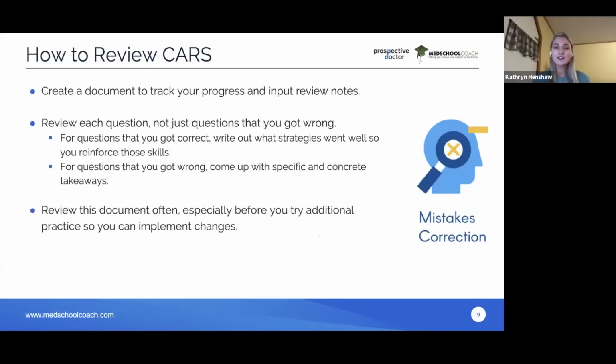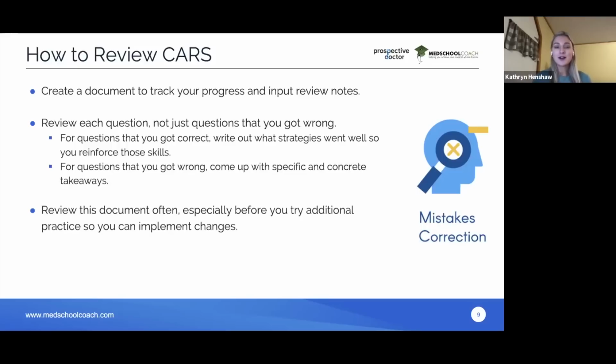So I encourage students to create some sort of document to track their progress with the CARS section and input any review notes from their practice. What this means is that students should be reviewing every question that they've done for CARS, even the questions you got right. So for questions that you got right, you can go into your spreadsheet or Google Doc or whatever you're using to keep track and write out, for this question, I did a great job. It went well because XYZ.